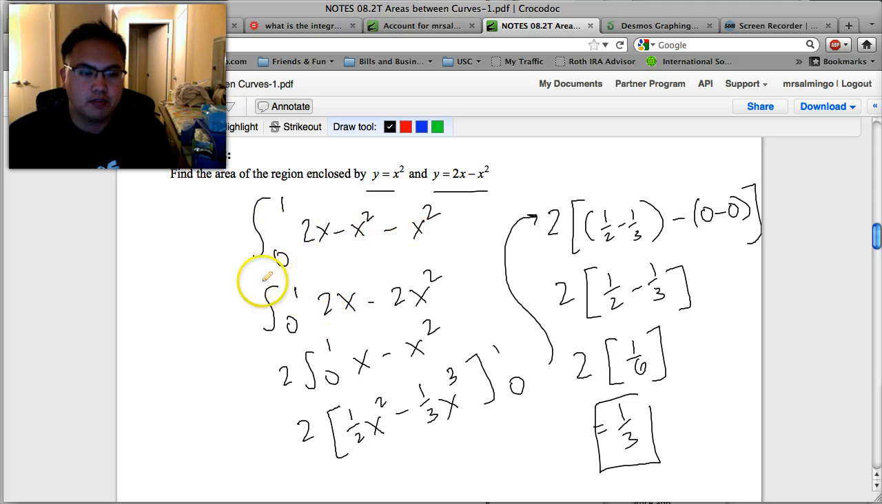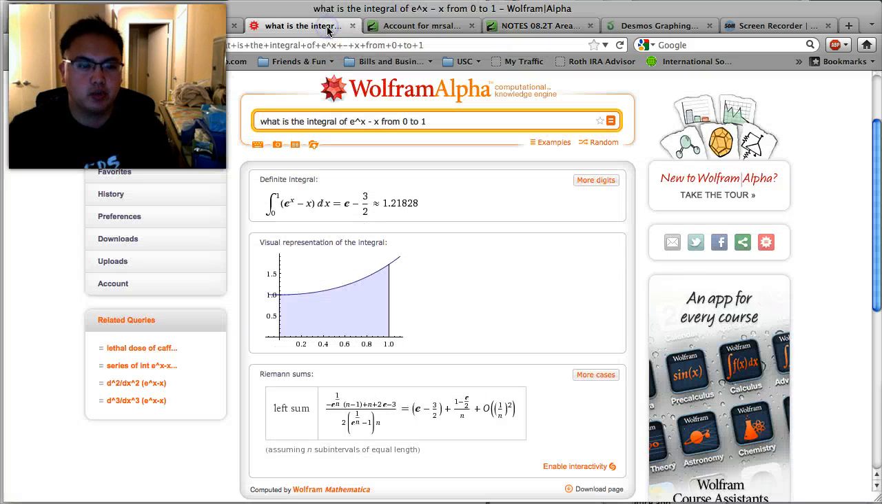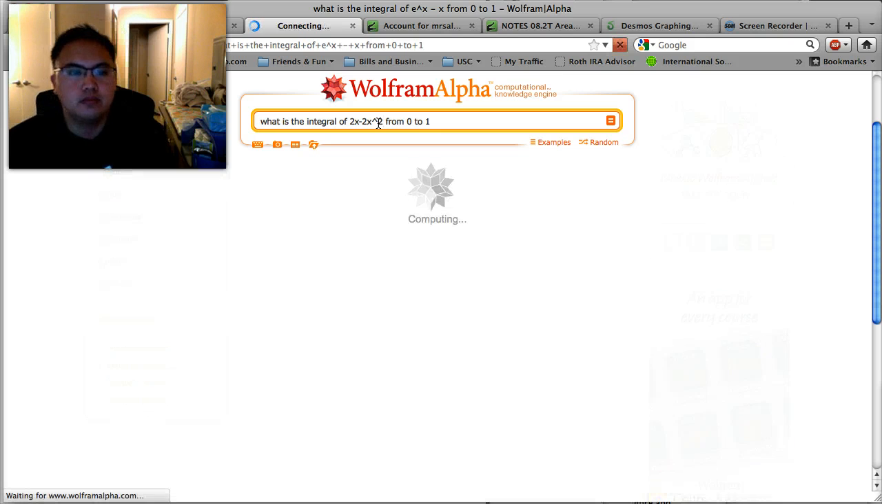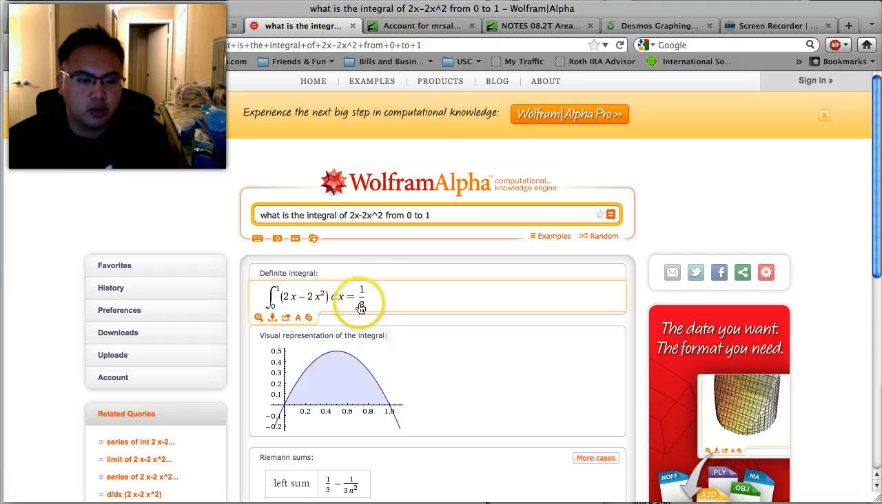Or you could use Wolfram Alpha, 2x minus 2x squared. Like say for example, I wanted to put this in the graphing calculator. Let me use Wolfram again because it's awesome. What is the integral of 2x minus 2x squared from 0 to 1? So it looks exactly like it, and they also get 1/3.